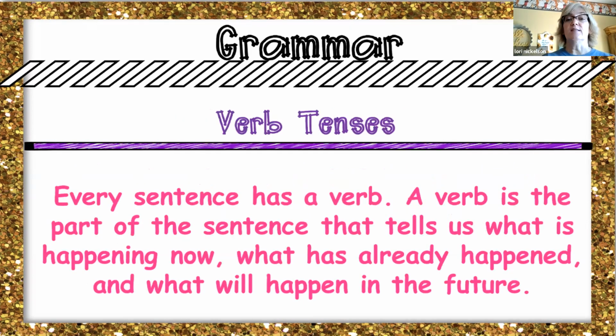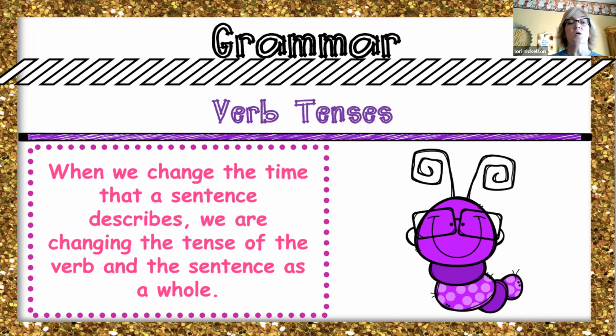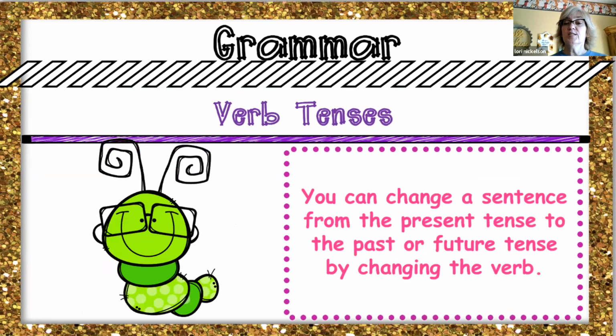So every sentence has a verb. A verb, remember, is the part of the sentence that tells us what is happening now, what has already happened, or what will happen in the future. So verb tenses: when we change the time that a sentence describes, we are changing the tense of the verb and the sentence as a whole. You can change a sentence from present tense to past or future just by changing the verb.